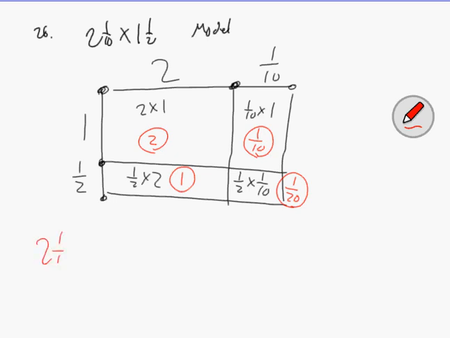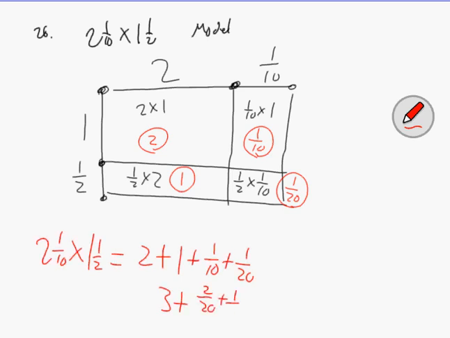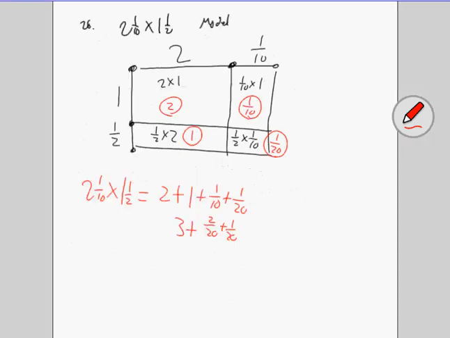Or if I want to think about that differently, 2 1/10 times 1 1/2 is the same thing as 2 plus 1 plus 1/10 plus 1/20. Or 3 plus 2/20 plus 1/20. Or 3 plus 3/20, which is 3 and 3/20. And that's actually the answer to the question.